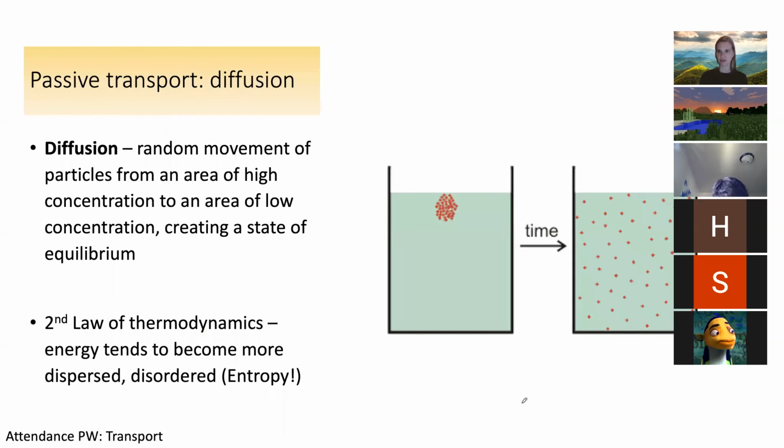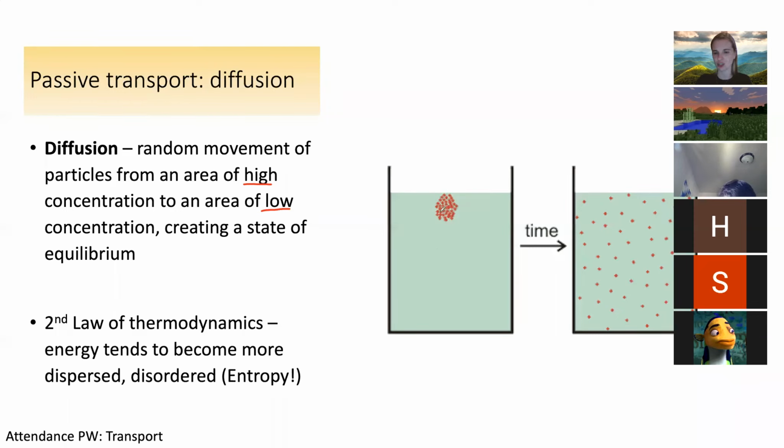All right, so let's define diffusion before we get too far into things. Diffusion is basically the random movement of substances or particles from an area of high concentration to an area of low concentration. So again, from high to low. If we look at this really simple diagram, you can think of this as a cup of water and you're making some Kool-Aid or something, right?